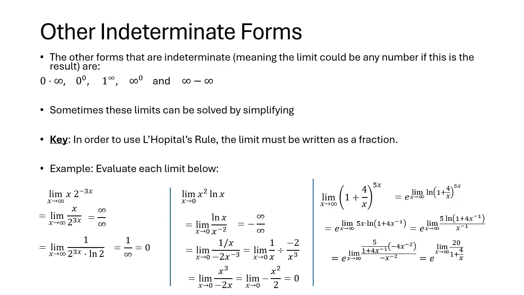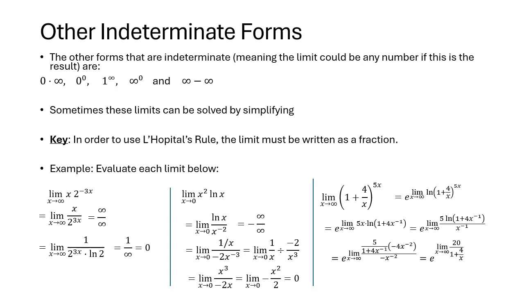Using this, the derivative of 5 times ln 1 plus 4x to the negative 1 is 5 over 1 plus 4x to the negative 1 times negative 4x to the negative second. The derivative of x to the negative 1 is negative x to the negative second. Now, from this, we can cancel out the x to the negative seconds, and also we can rewrite the denominator of the top part as 1 plus 4 over x.